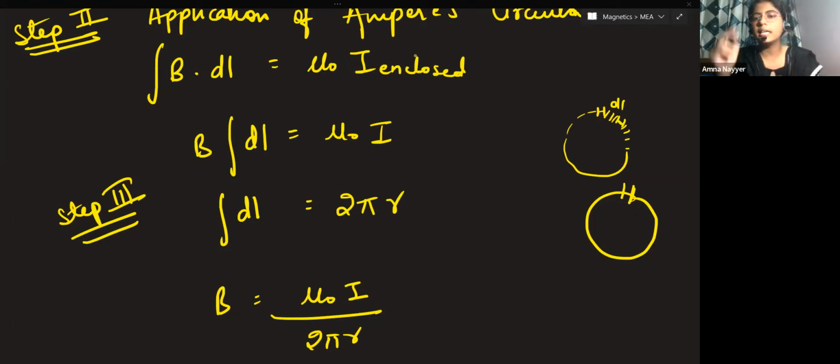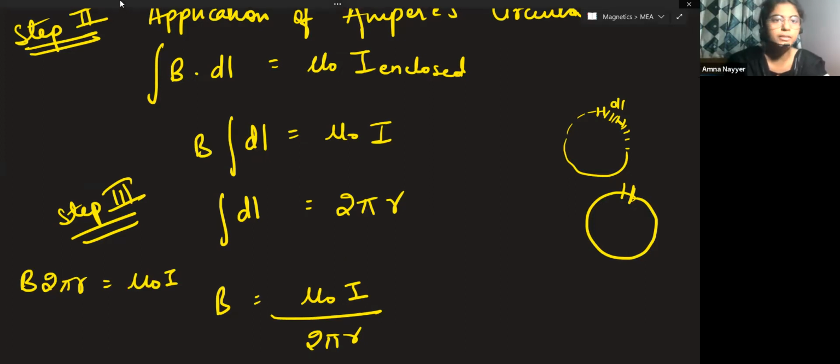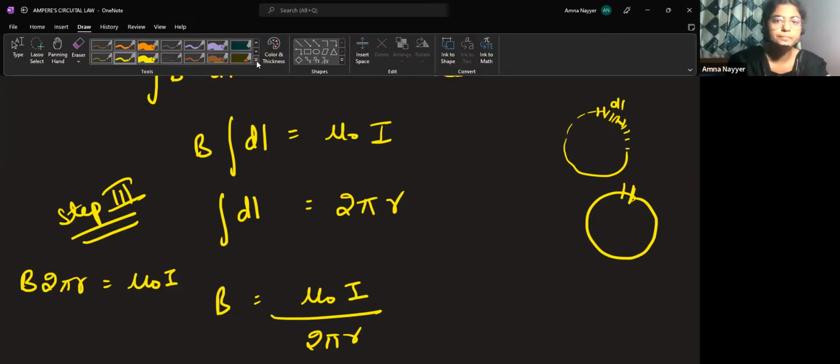See, integration of dl: if you integrate dl for a circle, dl was a part of the circle, so when we integrate, integration is basically addition, in terms of calculus, in layman terms you can say. So basically all the dls got added up and we can write it as 2 pi r. So instead of this dl, I have written 2 pi r. It's basically B into 2 pi r, that is equal to mu naught I. So from here, B will be equal to mu naught I divided by 2 pi r. Clear, Fatma? Yes, teacher.